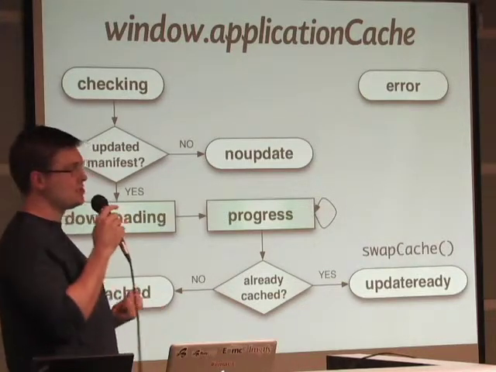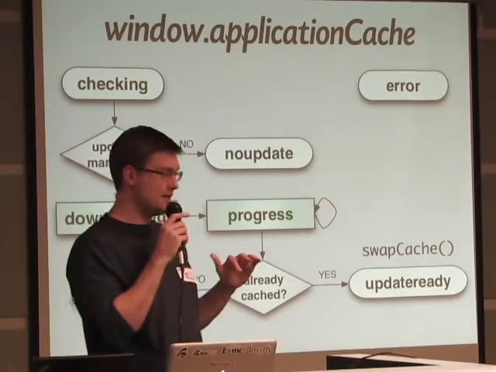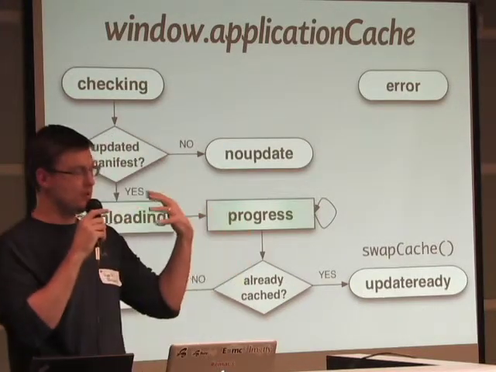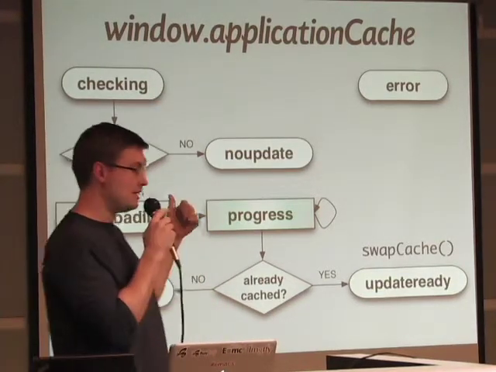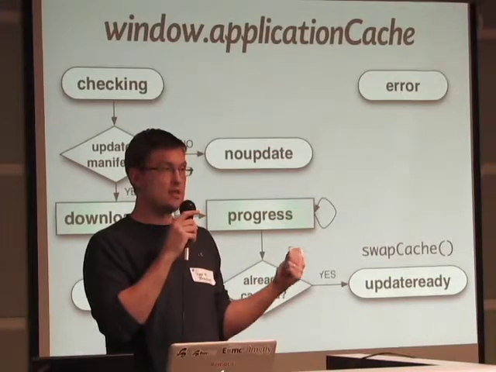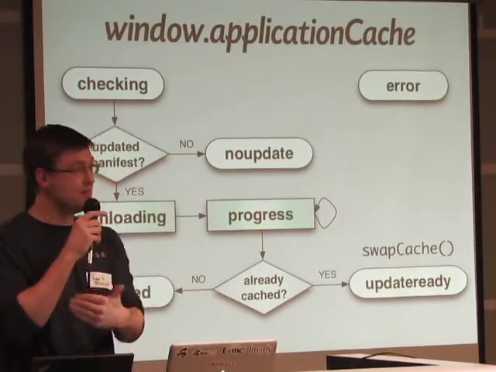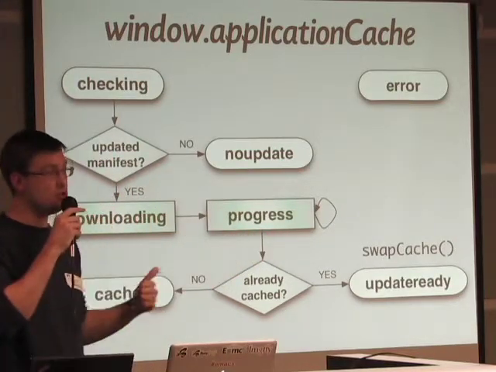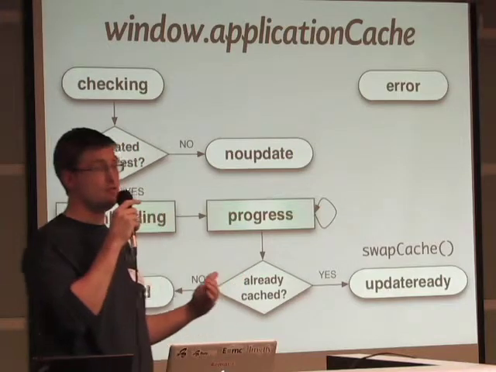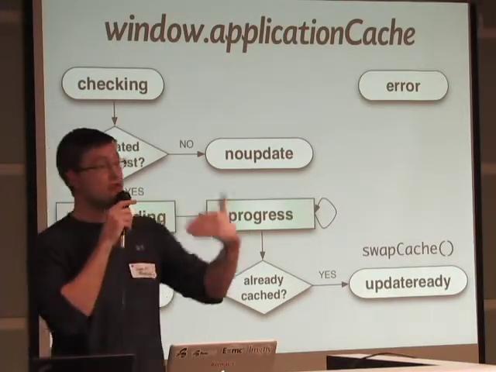The swap cache has some behavior that isn't exactly how we would probably expect it to behave, and I'm going to go into that a little bit, but that is something that will basically allow everything that you've just downloaded to be immediately available or subsequently available for all future requests. So it's basically saying, hey, the new cache that we just downloaded, the new set of files, we're going to start using those new files as opposed to the old.